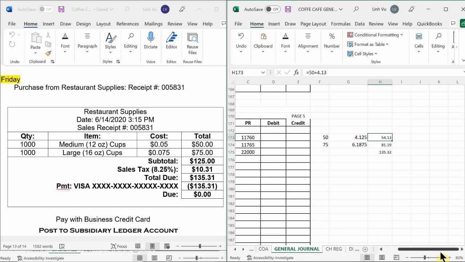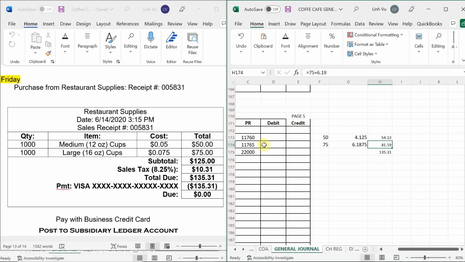In this case, you've got 0.50 of a penny versus 0.75 of a penny. Which one would you most likely lean towards? Yeah, 0.75 would say up, and the other one down. So it'd be 4.12 and 6.19. Good. That means this is going to be $54.12. There you go. Then I get my even $135.31.